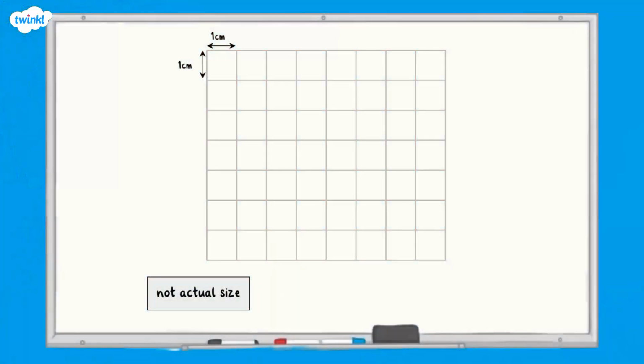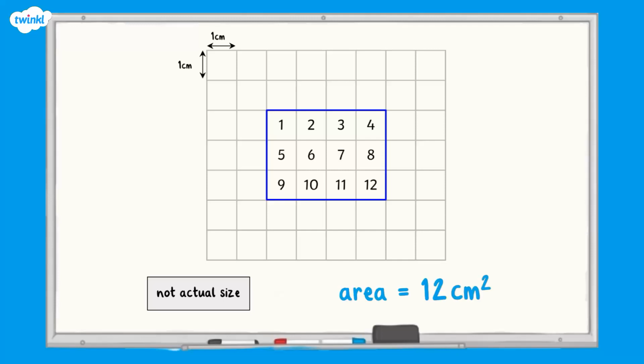If a shape is drawn on a square grid, we can count the squares to calculate the area. When counting the squares, it's a good idea to mark them off as you go to make sure you don't miscount. For example, we can count the squares in this rectangle to see that its area is 12 centimetres squared.